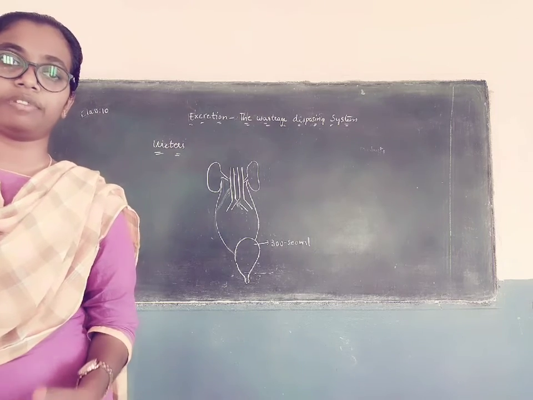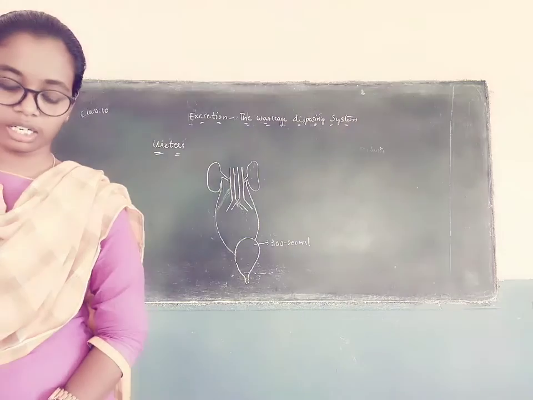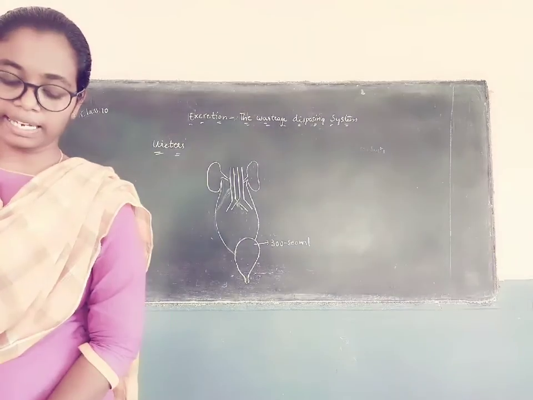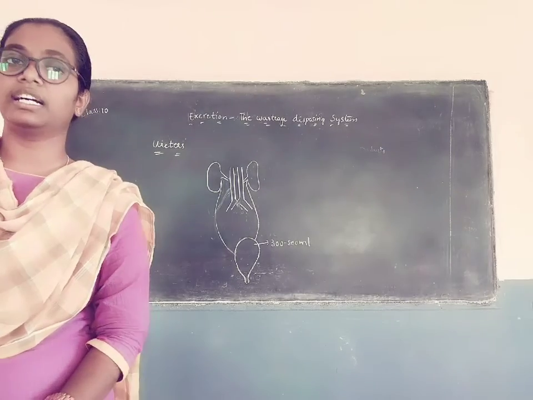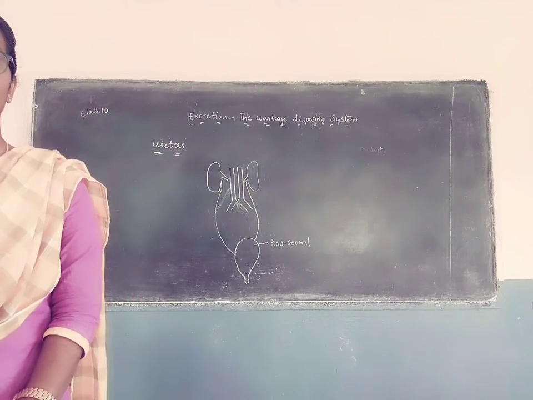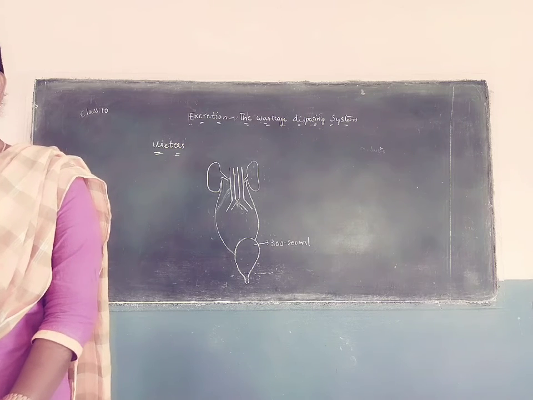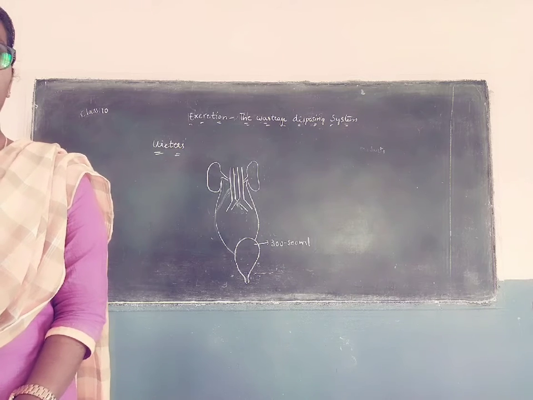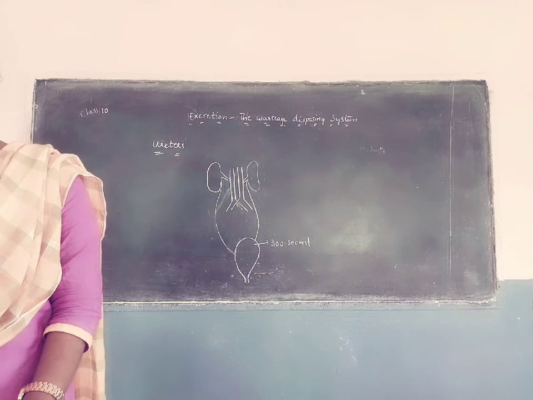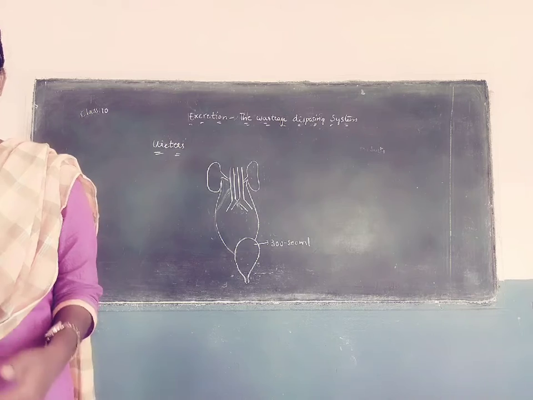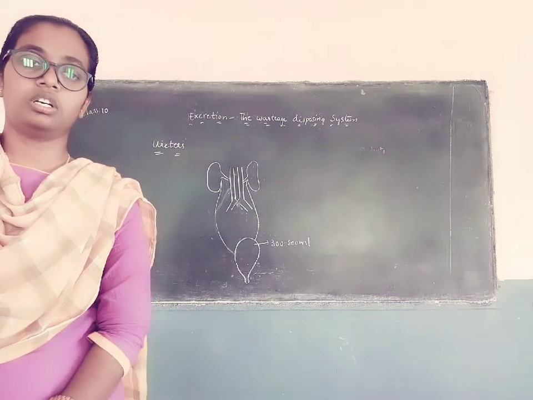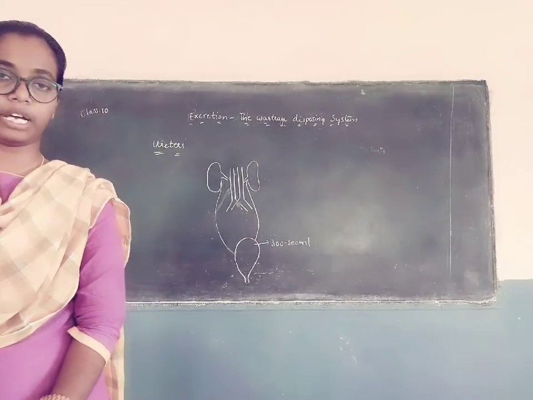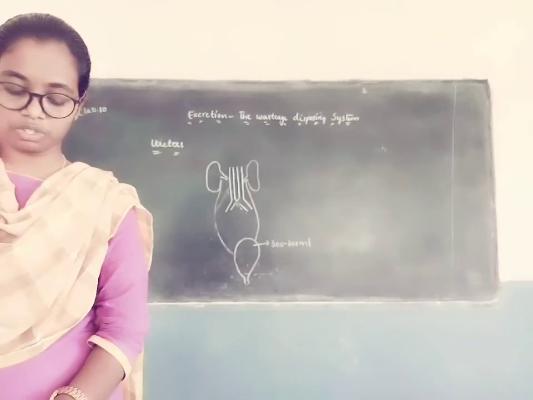So per day we will excrete 1.6 to 1.8 liters of urine from the body, and if we take more water or fruit juices, we will pass out more urine from our body, and if we take less water, we won't pass urine for at least one hour. So we will pass only 900 ml of urine from our body. Okay, next one, composition of urine.